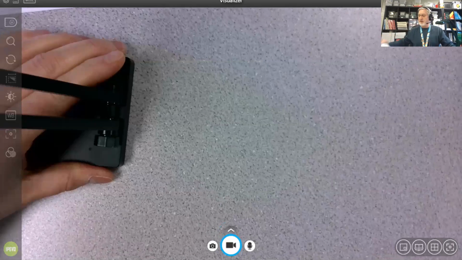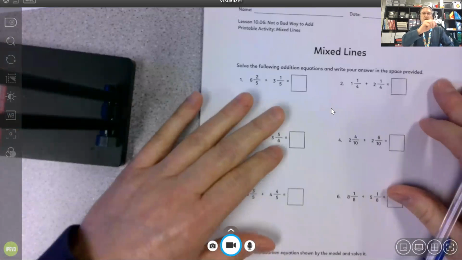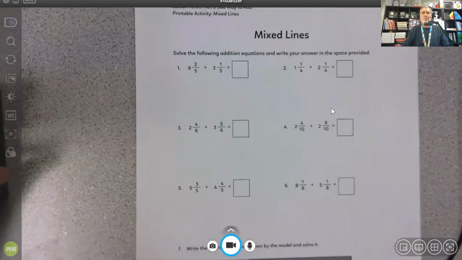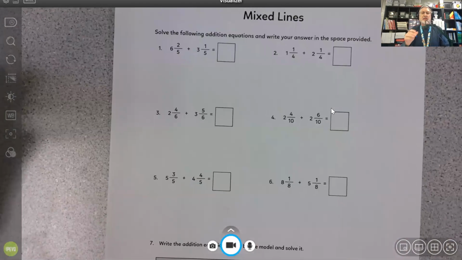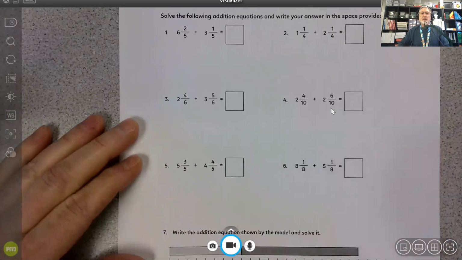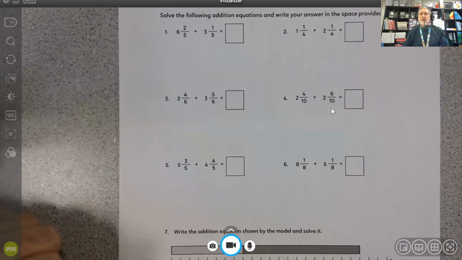All right. In the activity that I'm going to do today, I'm going to share my screen. It's going to be the printable activity that is in this lesson. This one doesn't have any word problems on it. It just has computation problems. These show mixed numbers. And remember what a mixed number is? It has a whole number plus a fraction.